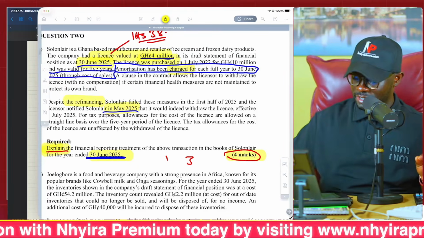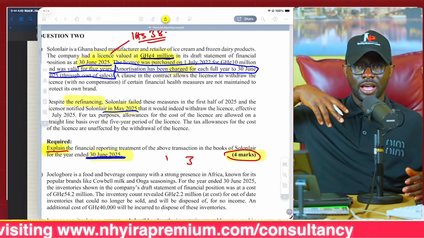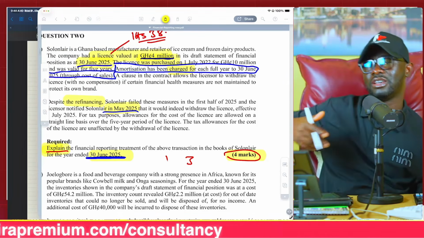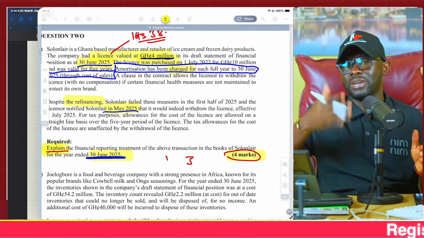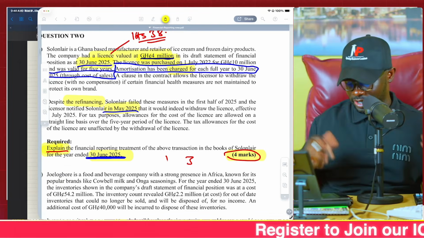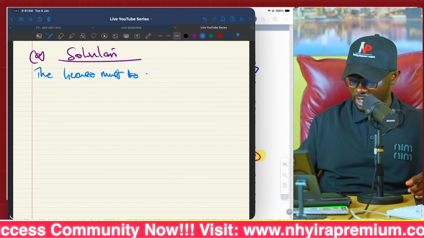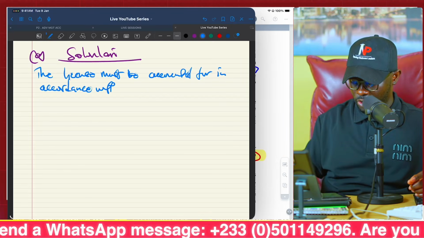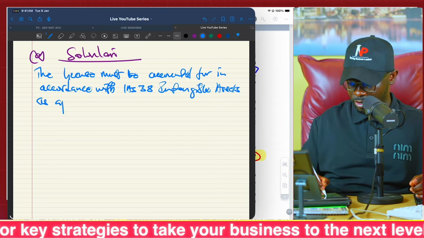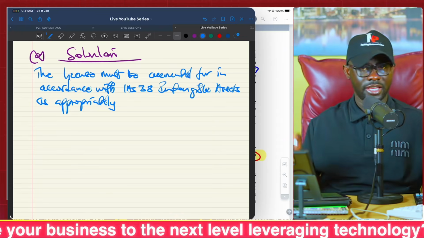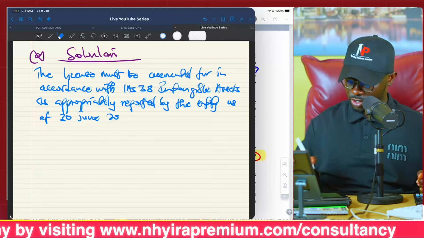However, we are told that the tax effect of that still remains in the book. So going into the next subsequent year, 30th June 2026, the entity will still earn some tax benefit from it. But that would have no consequences for the year ended under review. But for further understanding, that is why this will be necessary. So the license must be accounted for in accordance with IAS 38, intangible assets, as appropriately reported, because they've done the right thing by the entity as at 30th June 2025.